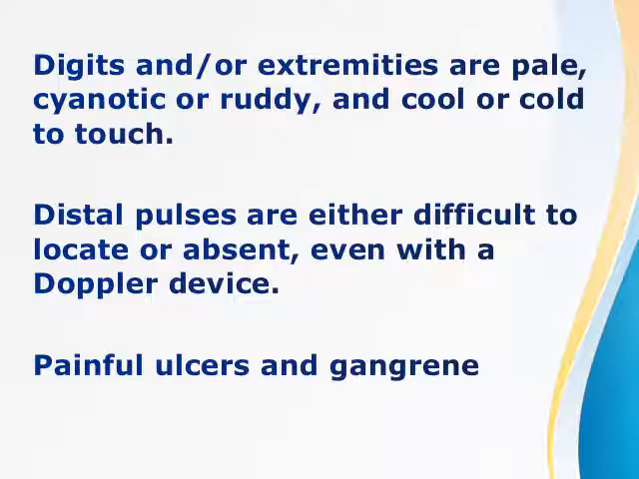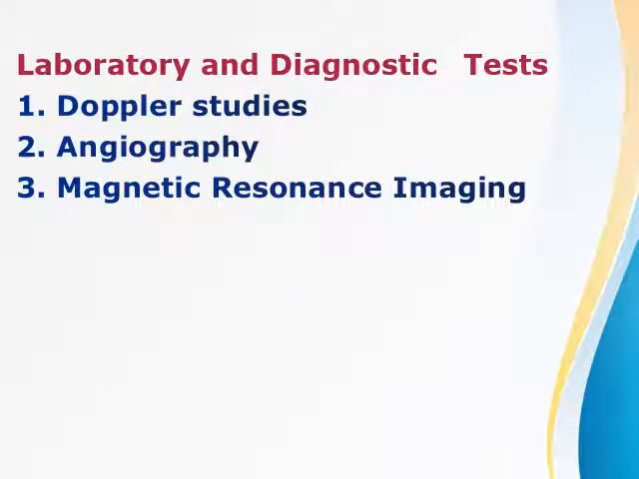Now, if there is severely impaired blood flow, it can result in painful ulcers or gangrenes. Okay, painful ulcers or gangrenes may occur. Laboratory and diagnostic tests: you have Doppler studies, angiography, and magnetic resonance imaging. These studies are intended to give a detailed view of the blood vessels, so that it will be identified where the constriction is and where the thrombus formation is. For more details about these diagnostic studies, refer back to the video on assessment.